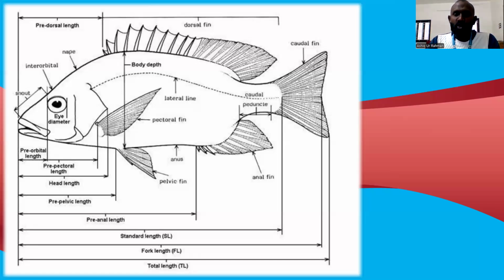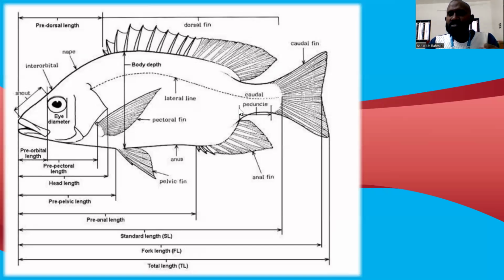Let's take total length. Total length is the complete length of the fish species. It starts from the snout and ends at the distal part of the tail, the farthest part of the tail. It is called the total length of the fish. So likewise, all the areas have been given a name.